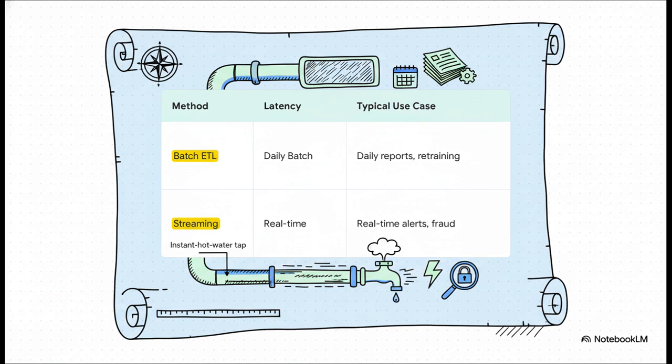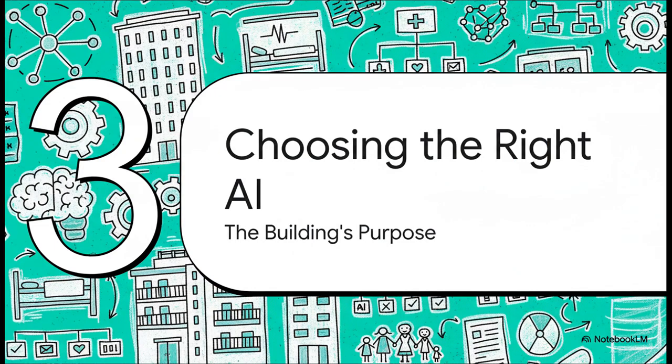Well, that's your streaming pipeline. The blueprint forces you to decide which pipes you need and exactly where they need to go. Okay, so we've got our structure and we've got our plumbing. Now for the big question, what is this building for? Is it an office tower, a hospital, a bunch of apartments?